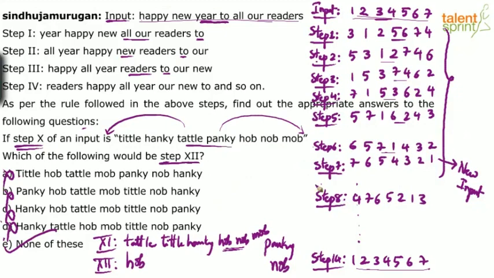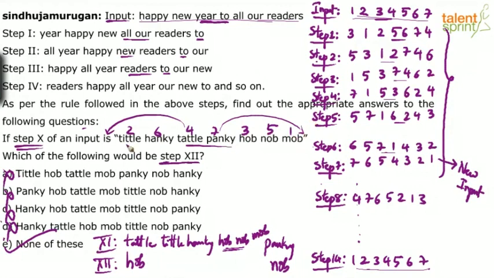So in step 10, now step 10 is reverse of step 3. Are you able to follow? Step 10, this given step, is the reverse of step 3. What is step 3? 1537462. So if this is 1537462, step 10 should be 2647351. I am explaining to you the other way of solving this question.